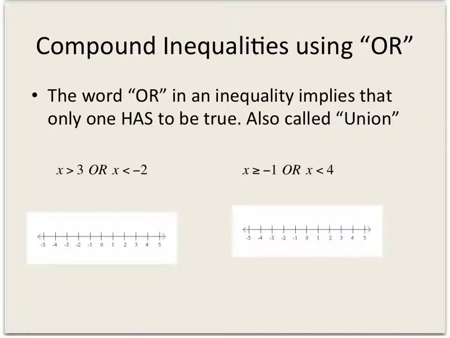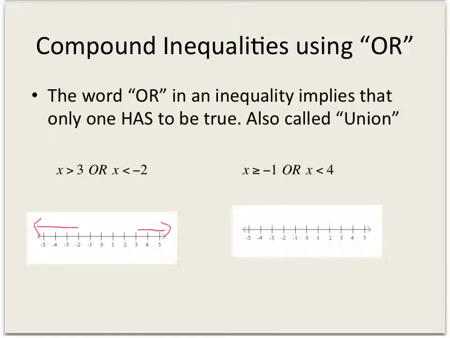You can also have a compound inequality using or. Or's inequality implies that only one of them has to be true. As long as one statement is true, it works. We also call this the union. So let's think about these examples here. X is greater than 3, or x is less than -2.